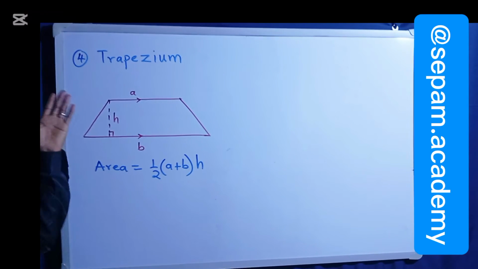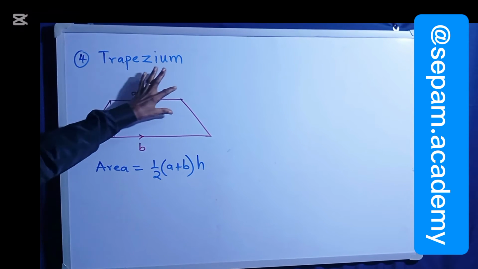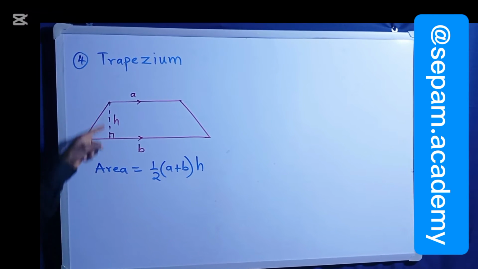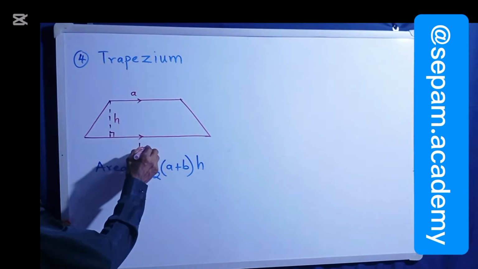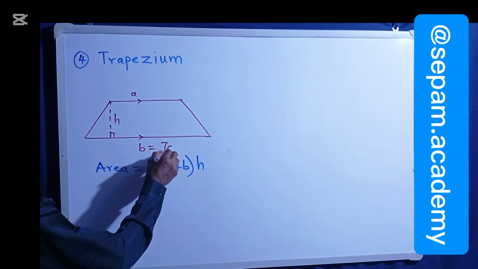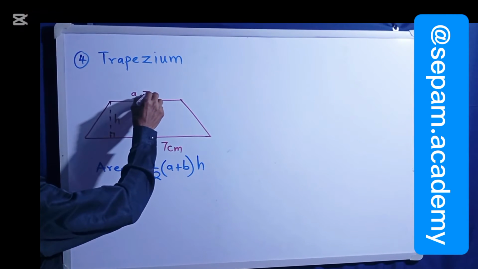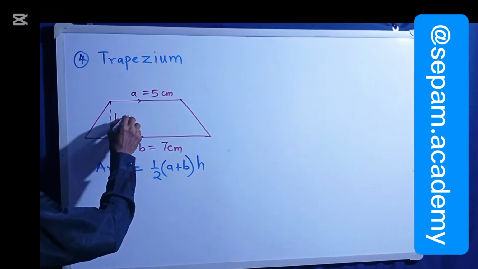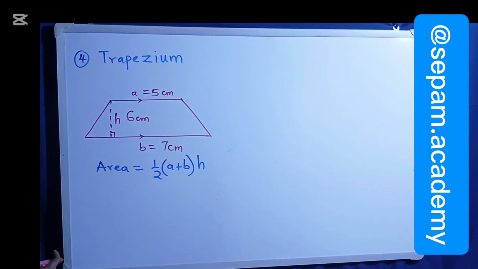All right, so the fourth shape we are looking at is a trapezium. We have two sides that are parallel, and then you have the separation distance, which is the height. So in this case, we can say this is 7 cm, and then this point here is 5 cm, and then the distance between them, let's make it 6 cm. So what is going to be the area?